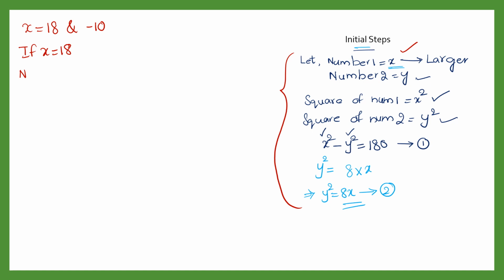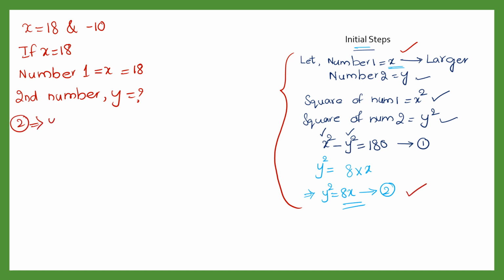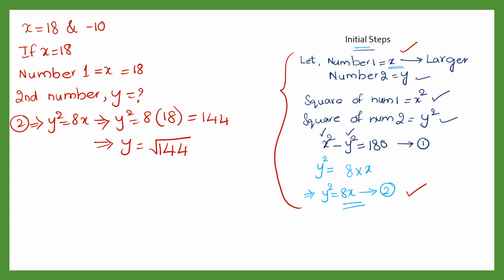So, if x is equal to 18, that means the first number will be what? That is x. So, it is 18. What is second number then? Second number we assumed as y. Y is equal to what? We know the second equation is y square is equal to 8x. That means y square is equal to 8 into 18. That is 144. Y square is equal to 144. That means y is equal to root 144.